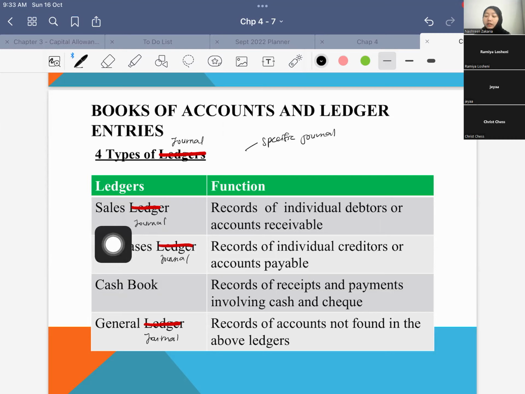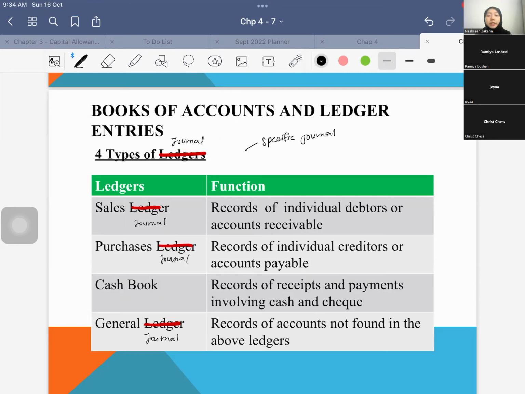The first journal is the sales journal, meaning you need to record all individual debtors or accounts receivable in this journal. Meaning transactions related to accounts receivable, related to debtors, or sales on credit. Sales on credit means the customer did not pay us yet, so it's not a cash sale. The customer is in debt to us. So that transaction will be recorded under the sales journal.